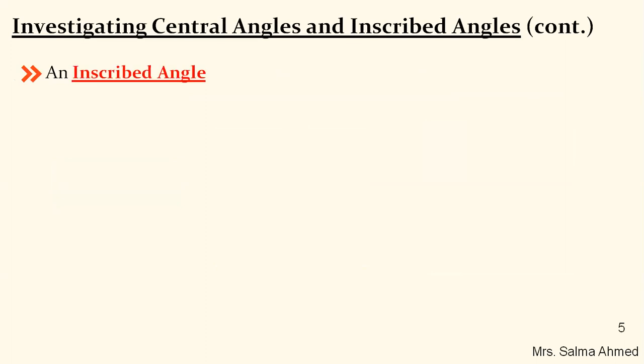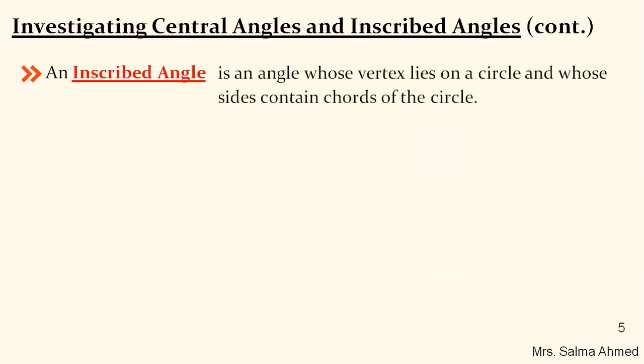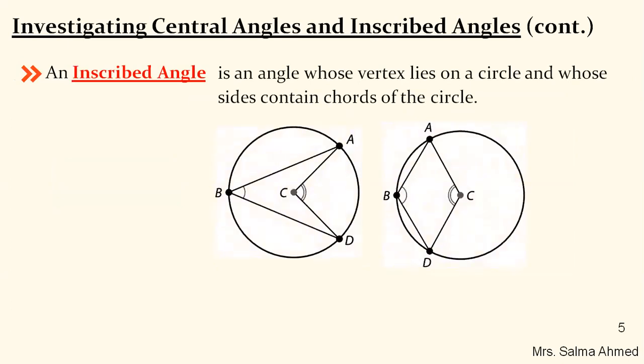What is an inscribed angle? It is an angle whose vertex lies on a circle and whose sides contain chords of the circle. Here we have the same circles, and we are talking about the vertex lying on the circle. So here we have this point, chord and chord, the included angle here, and the vertex is on the circle. The included angle is called an inscribed angle.